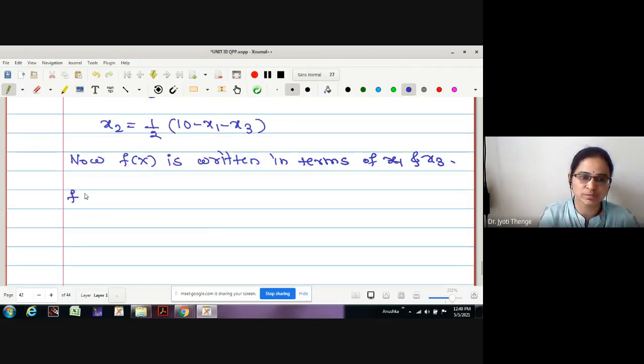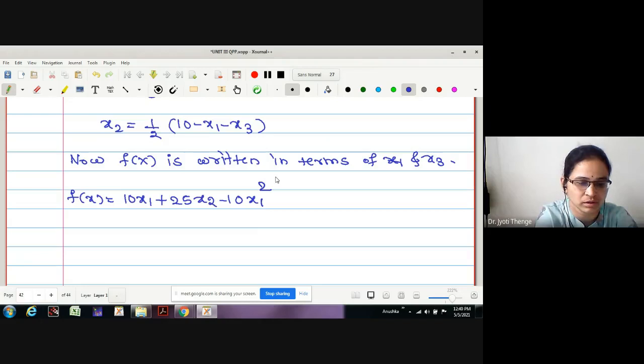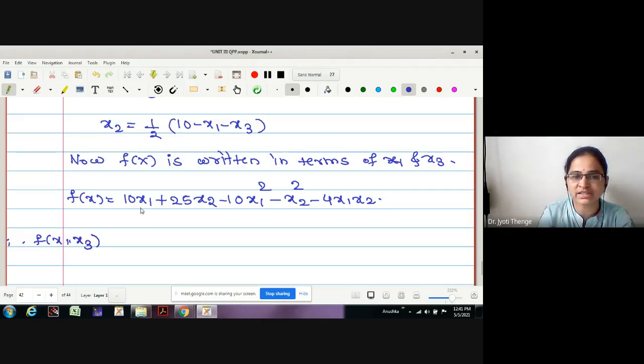Let me write the original objective function again. f of x is equal to 10x1 plus 25x2 minus 10x1 squared minus x2 squared minus 4x1x2. Now let us write f in terms of x1 and x3. We are not disturbing x1. We are replacing x2 in terms of x1 and x3. So 10x1 as it is, plus 25 of 10 minus x1 minus x3.